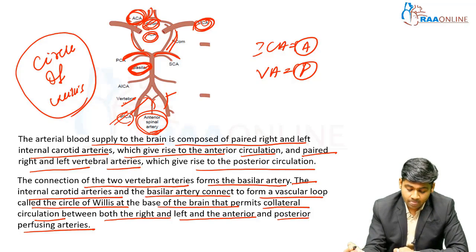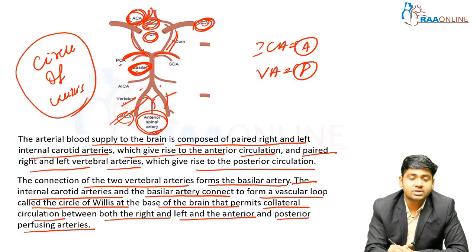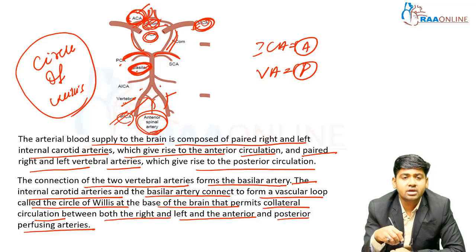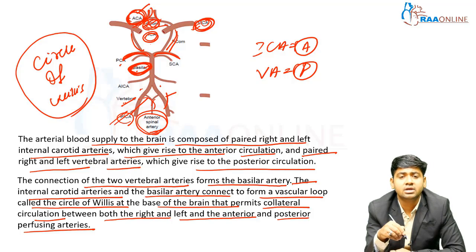So here we can see the two vertebral arteries combine to form the basilar artery. From the basilar artery comes the posterior cerebral artery. The internal carotid artery gives rise to the anterior cerebral artery and middle cerebral artery. There will always be a communication between the anterior and posterior arteries, and also a connection between the vertebral artery and the internal carotid artery to form the circle of Willis, which supplies the brain.